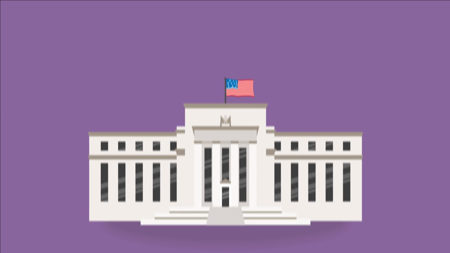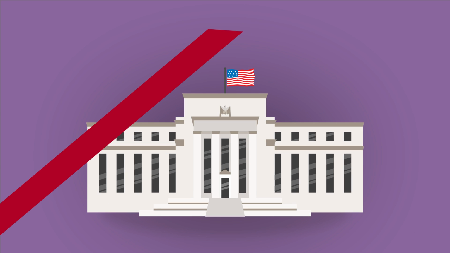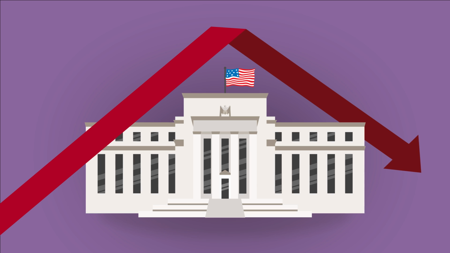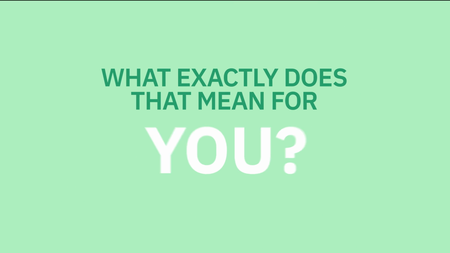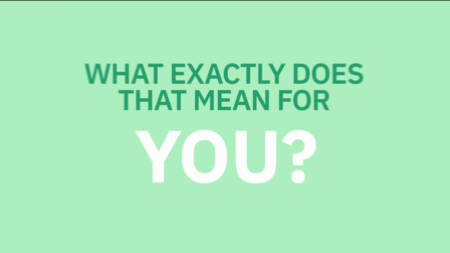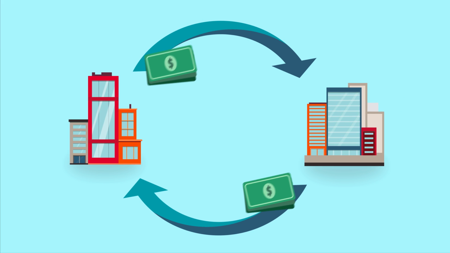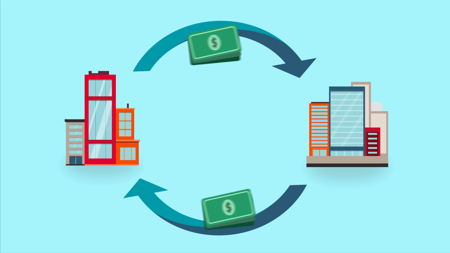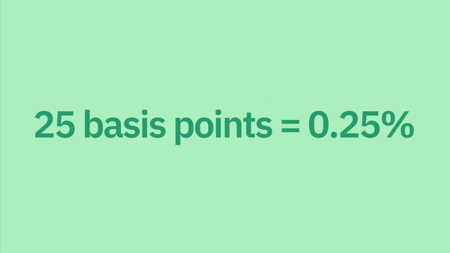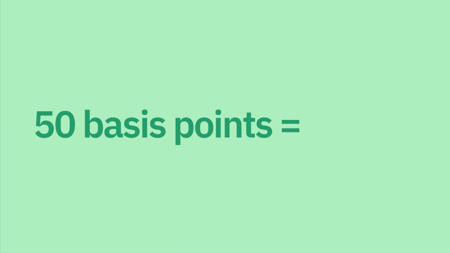You've probably heard a lot of chatter about the Federal Reserve raising and lowering rates. But you may be wondering what exactly that means for you. The Fed sets the target range for the federal funds rate, which is the overnight interest rate that banks charge each other to borrow money. They prefer to raise and lower the federal funds rate in increments of 25 basis points, which is 1/4 of a percentage point. Though sometimes the Fed moves rates in larger increments, such as 50 basis points or 0.5%.